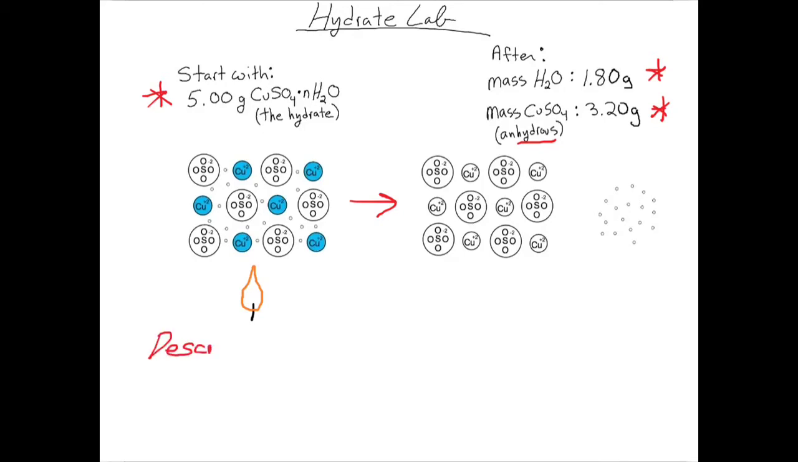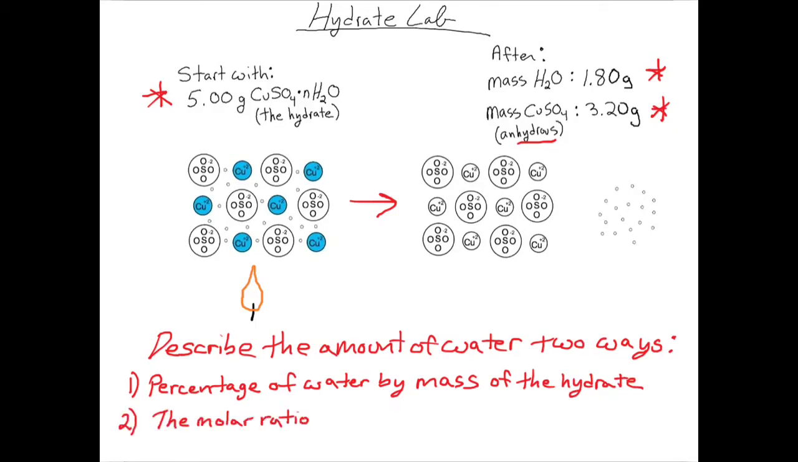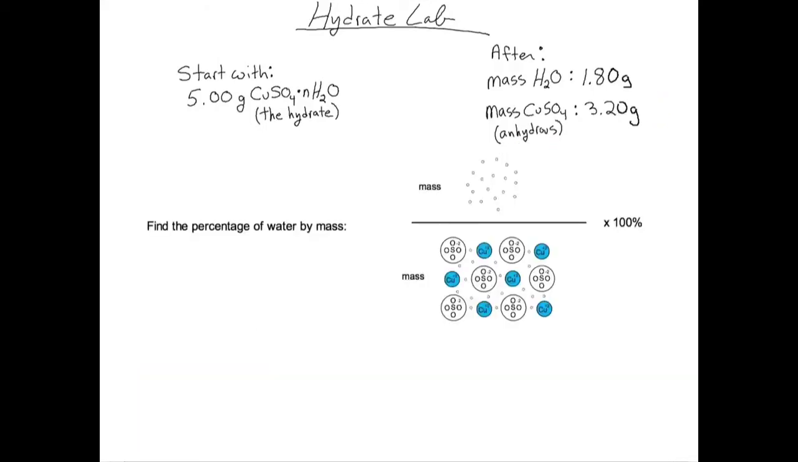In the lab, we aim to describe the amount of water contained in the crystal in 2 different ways. One is to find the percentage of water by mass of the entire hydrate. The second will be to find the molar ratio, N, of the water to the anhydrous copper sulfate. First, to find the percentage of water by mass.